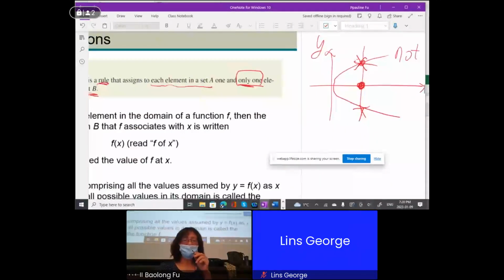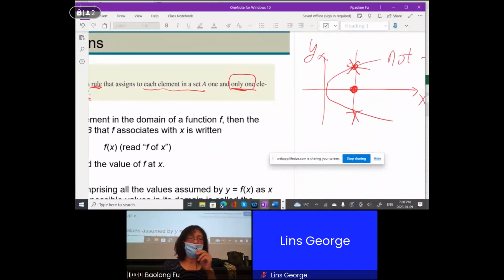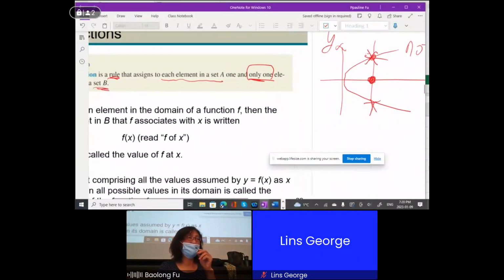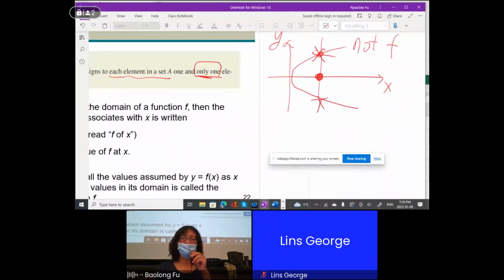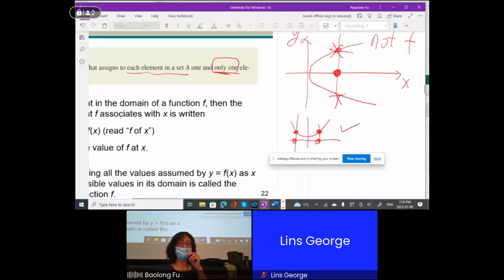Okay. So the definition of function is, for one element A, you only produce one element in B. So can you give me a graph? One element produces one. If I have 1 point here, I only produce 1 point here. 1 point in A, I produce 1 point in B. This is an example of a function. For every element in A, I only produce one element in B, okay?